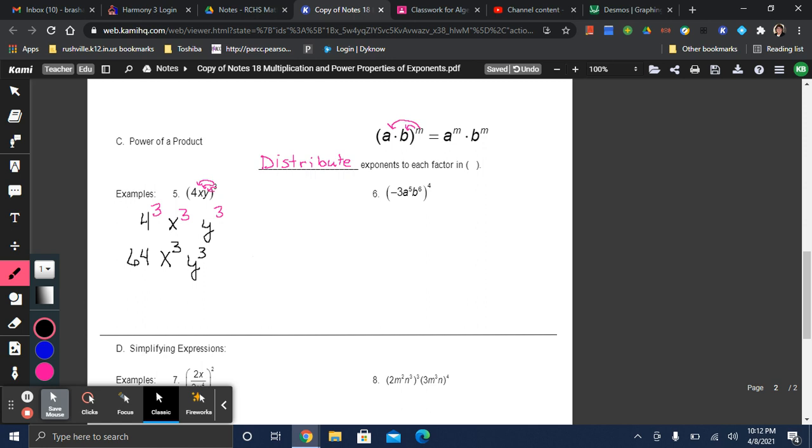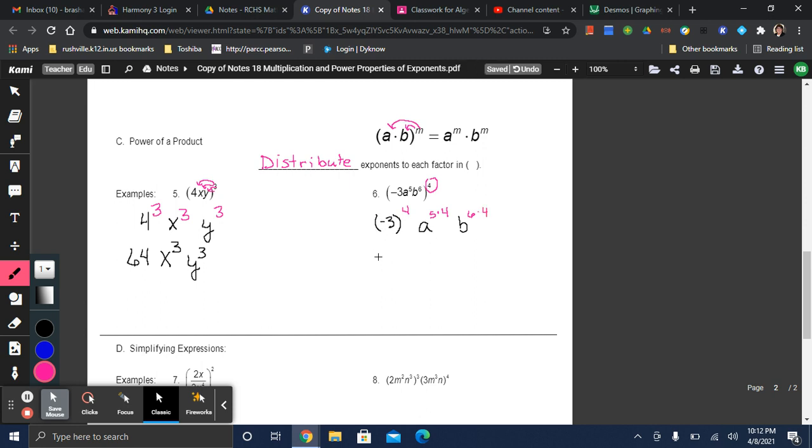Okay, problem number 6. You have noticed that we have a negative inside the parentheses. So that negative 3 is the base, and our exponent outside is this 4. So negative 3 will be to the 4th power. Then a, now it already had an exponent of 5. That 5 will multiply by the 4. And then our base of b, which had an exponent of 6, will multiply by the 4th power.